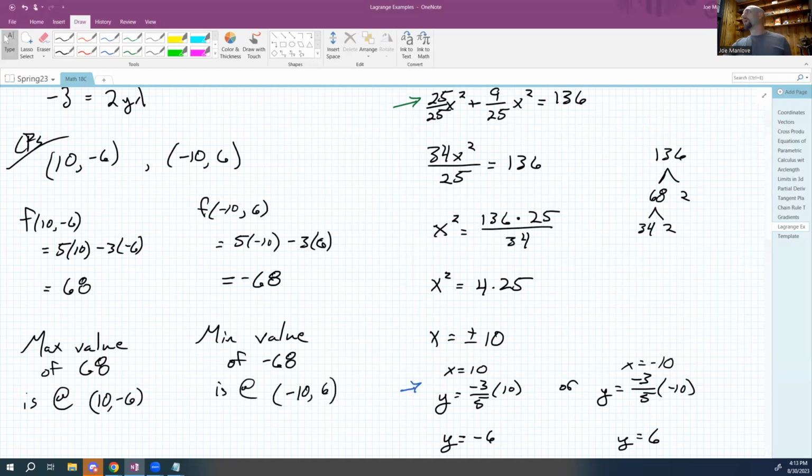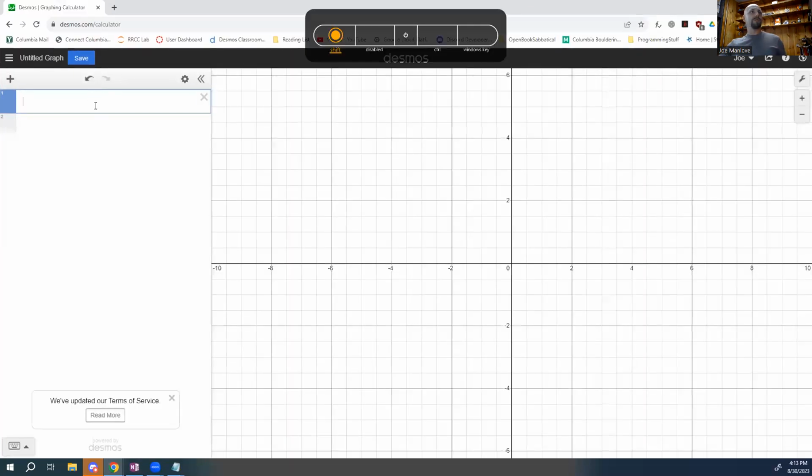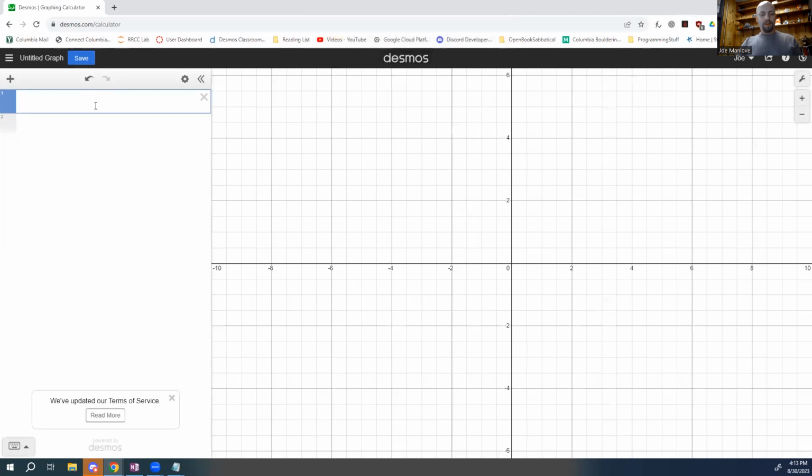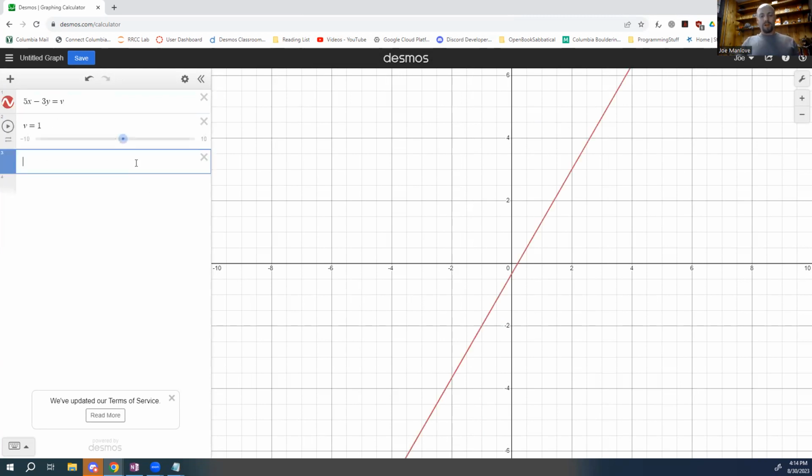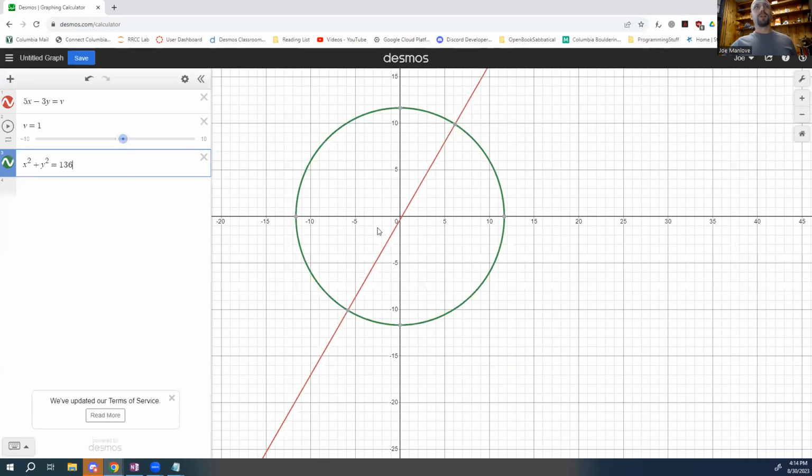Let's go check that quick. So over here I have a blank Desmos graph. So here's what I'm going to do. I'm going to graph 5x minus 3y equals v for value. And I'm going to add a slider for v. And then I'm going to put in here my other thing, my constraint, which is x squared plus y squared, swear I can type, equals 136. So big old fatty circle out here, right?